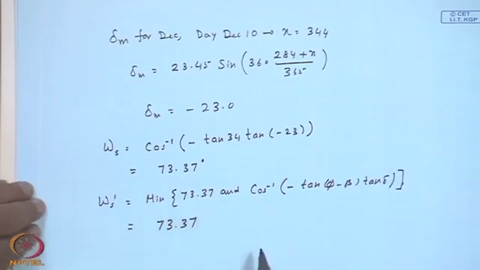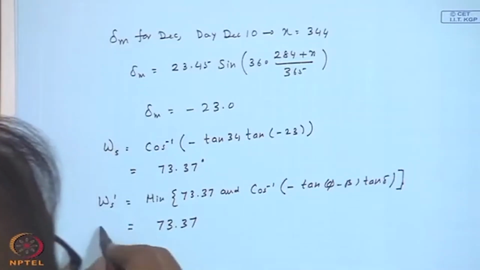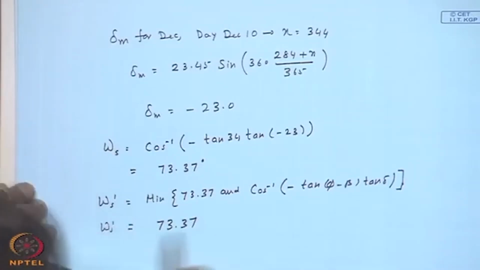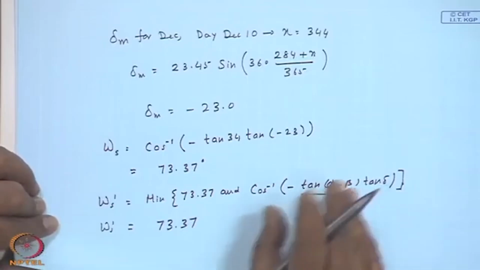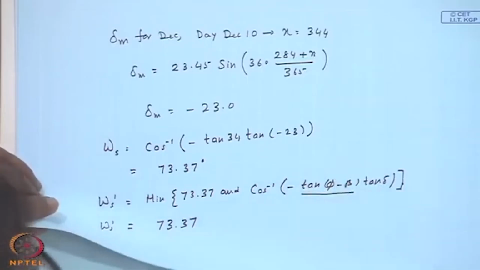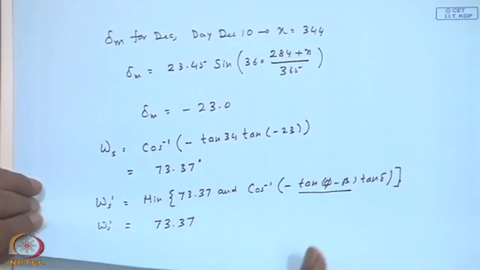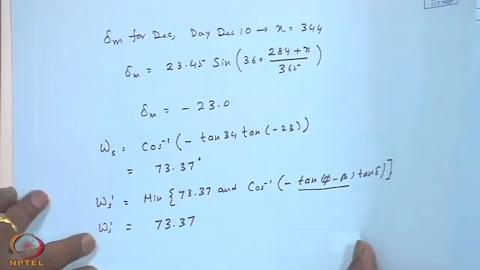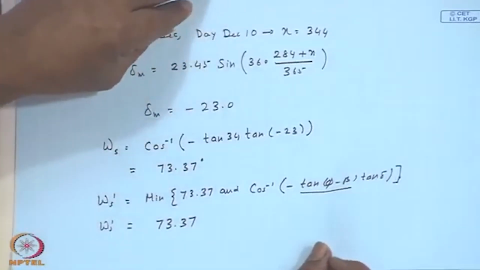We have argued that in the northern hemisphere in winter months omega s dash will be limited to omega s, 73.7. So, you can make out tan (phi minus beta) will be a smaller number with a negative sign, and this being negative it will become a larger number. So, omega s dash will always be omega s in winter or delta negative months in the northern hemisphere.